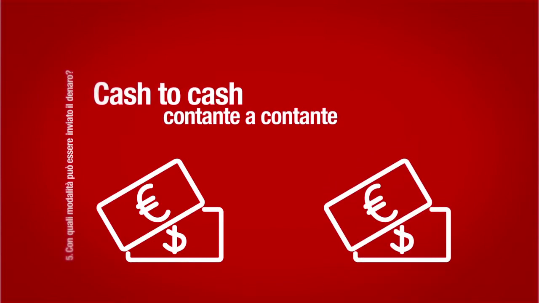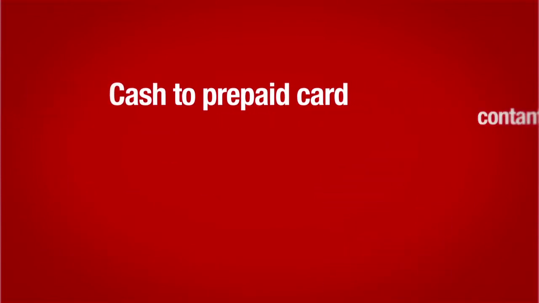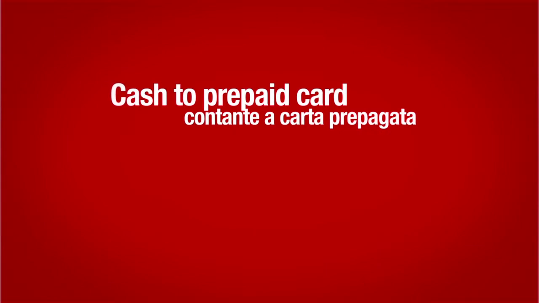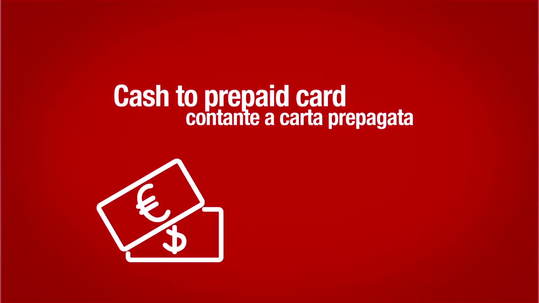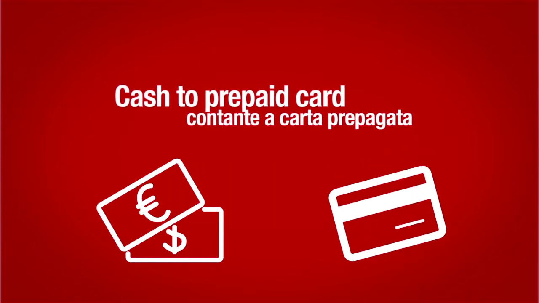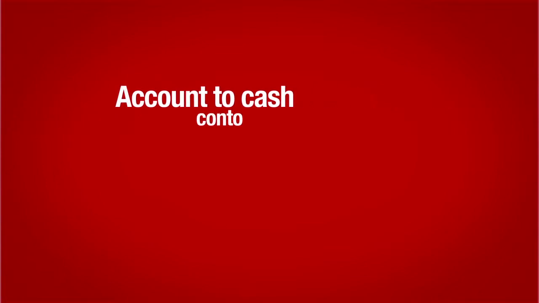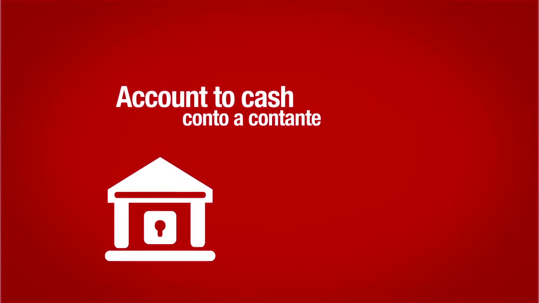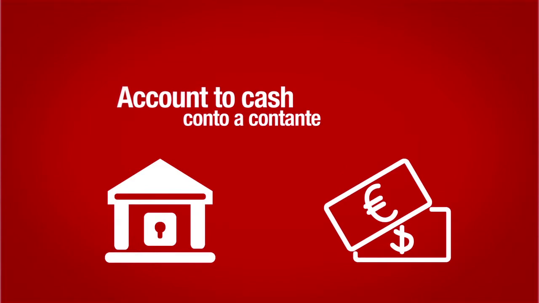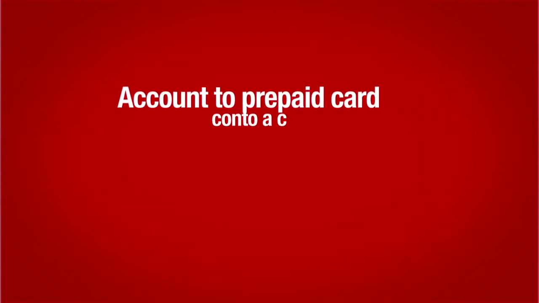Cash to cash. Whoever sends the money delivers it in cash, and the recipient receives it in cash. Cash to prepaid card. Whoever makes the transfer credits the amount in cash to the prepaid card, and whoever receives the money can spend or withdraw it using the card. Account to cash. Whoever sends the money must do so using a current account, while the recipient receives it in cash.